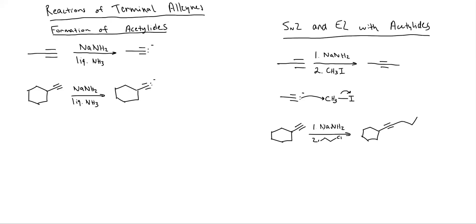And again, all that is happening here is that I am doing SN2 with this. So this is coming in here and attacking there, and then the chlorine leaves. That's it. Pretty straightforward. And so if I have a primary or methyl halide, then this is going to happen. But I can also do E2. So again, let's take a look at this alkyne. Sure, why not?